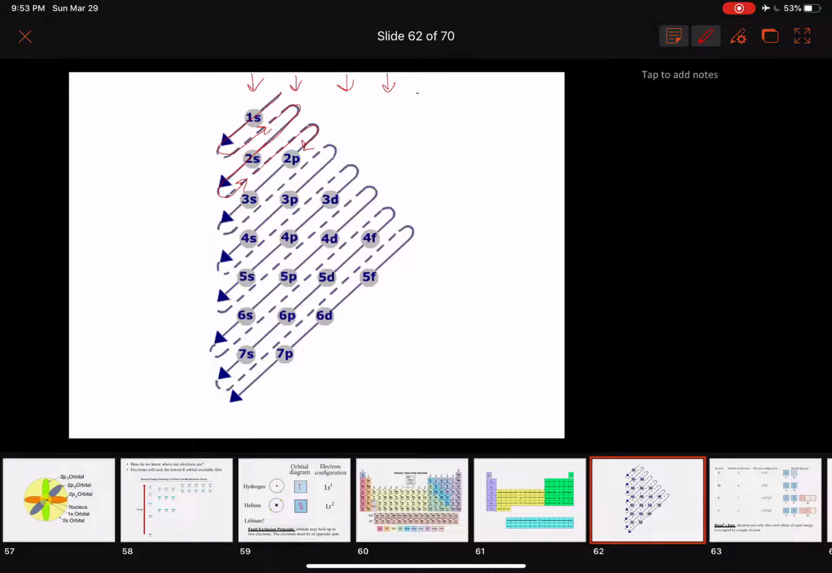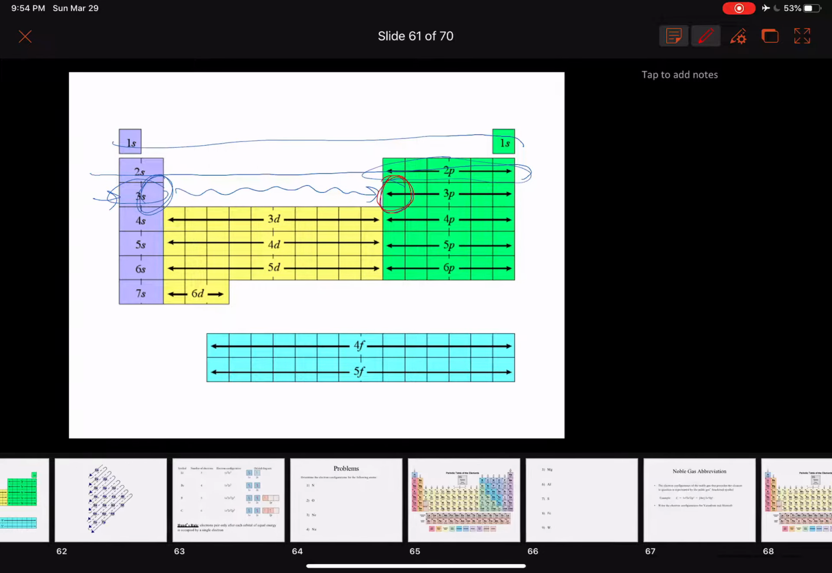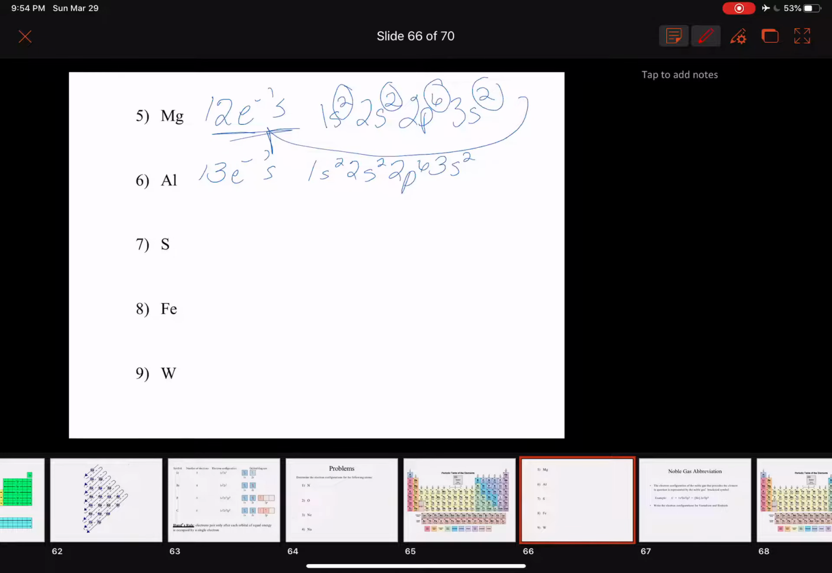After the 2p's are filled, you're going to go to 3s. And then after 3s, you're going to come on up here and go back down to 3p. And we can see that right here. Okay, so that 13th electron for aluminum is going to go in 3p1. Okay, so the electron configuration for aluminum is 1s2, 2s2, 2p6, 3s2, 3p1.